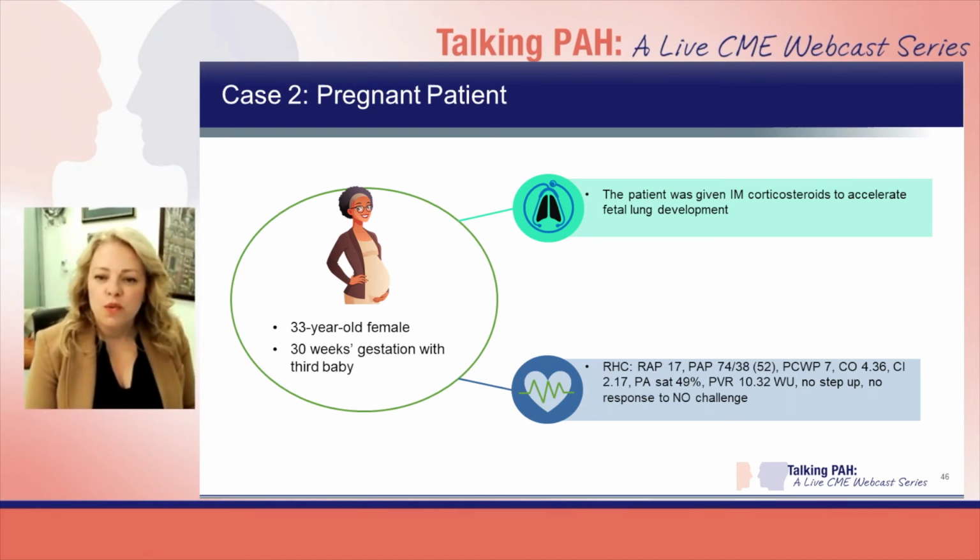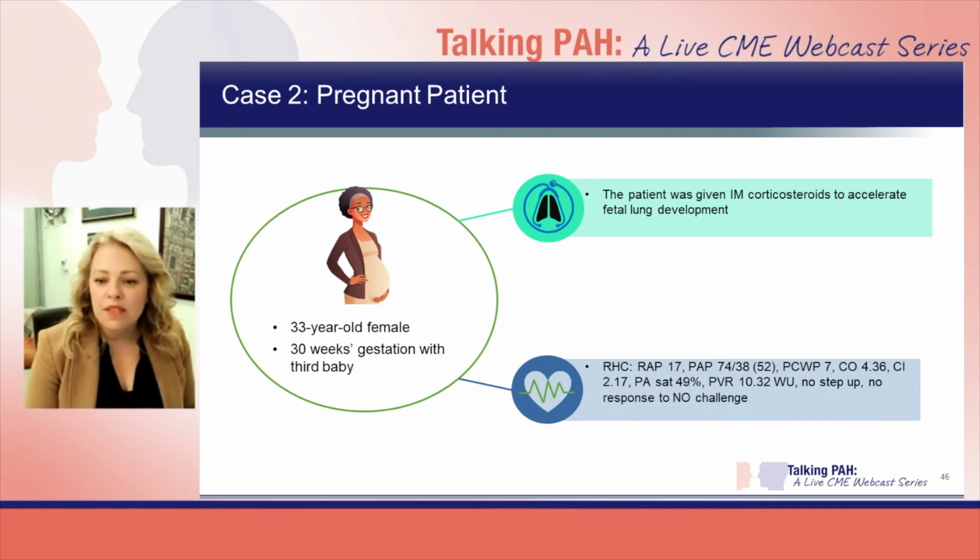So she was seen, admitted. She was given IM corticosteroids, given that she's already 30 weeks, so had a viable fetus. She was given corticosteroids to accelerate fetal lung development while we continued with her diagnostic workup and decided on the plan for delivery of the baby.